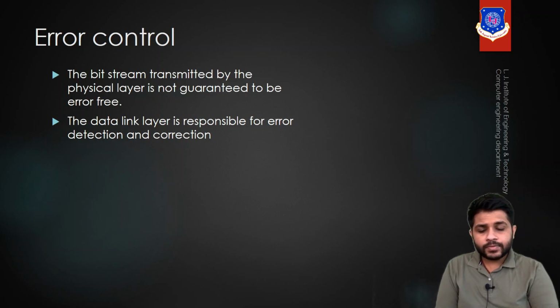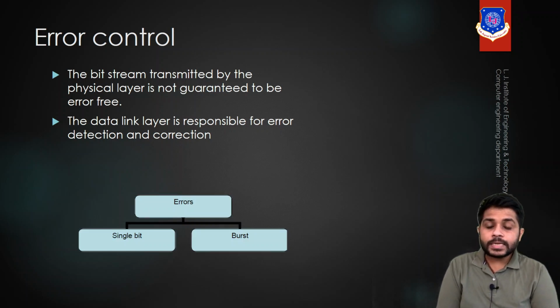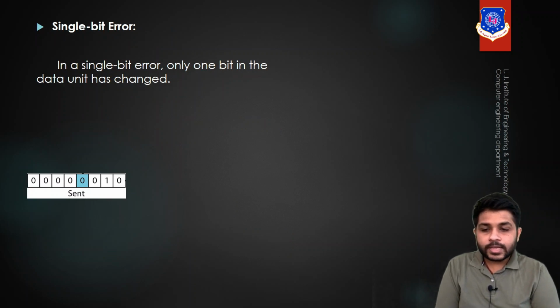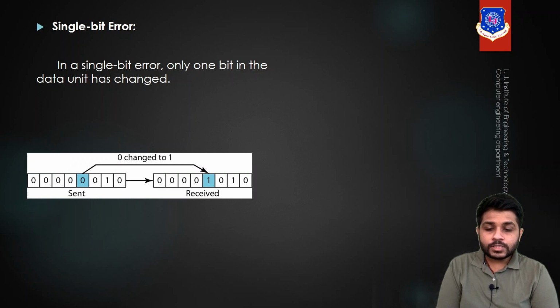Generally, errors are divided into two types: the single bit error and the burst error. Single bit error means that if we are sending any data, only one bit will be changed, and in the burst error, more than one bit is changed. So you can see that in this example, the sender wants to send some data. Now when this data is sent, because of the change in the signal at the physical layer, at the receiver side the value of the bit will change. You can see that the highlighted bit is changed. That is why it is known as a single bit error, because only one bit is changed.